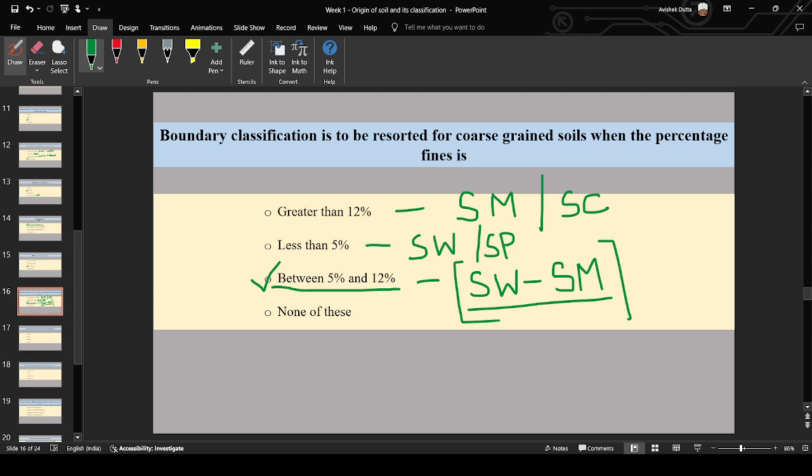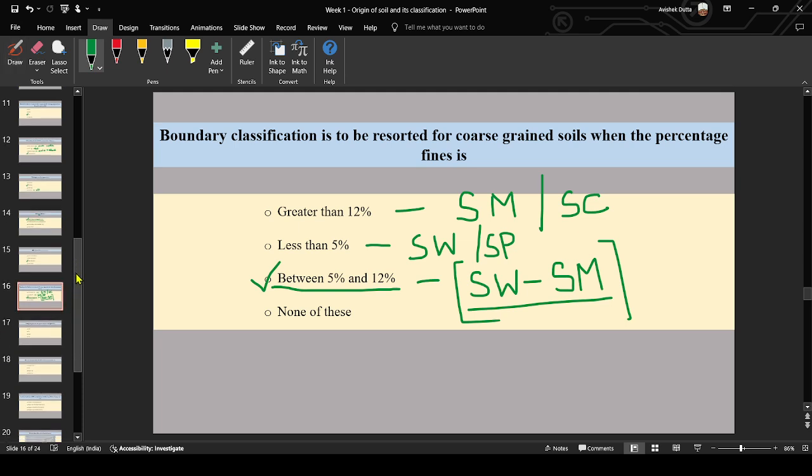So boundary classification is to be resorted for coarse grain soil when the percentage fines is between 5% and 12%. This is the answer. I hope the explanation was clear. I'll go to the next question.